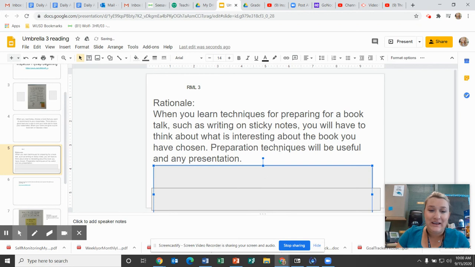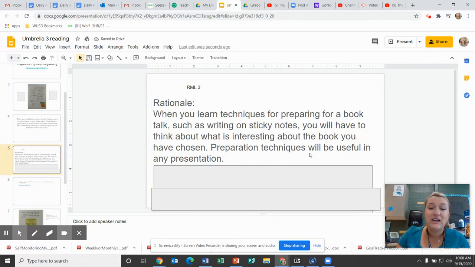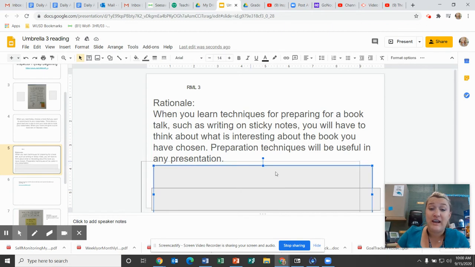So, your why is when you learn techniques for preparing a book talk, such as writing on sticky notes, you will have to think about what is interesting about the book you have chosen. Preparation techniques will be useful in any presentation. So you're going to actually use these techniques as you grow and throughout your whole life.